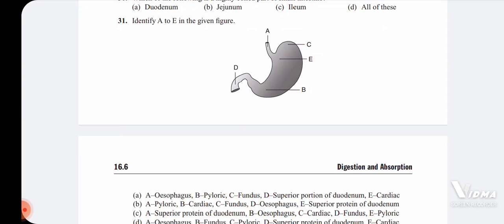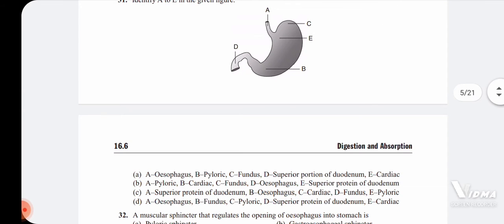Here they have given the diagram of the stomach and they have labeled the parts as A to E, and they have asked you to find what is A, what is B, what is C. You all know that the stomach has four parts, and the stomach has an opening and an ending part. The opening is connected to the esophagus, and the ending part of the stomach is further connected to the duodenum. So here A is the part of the esophagus.